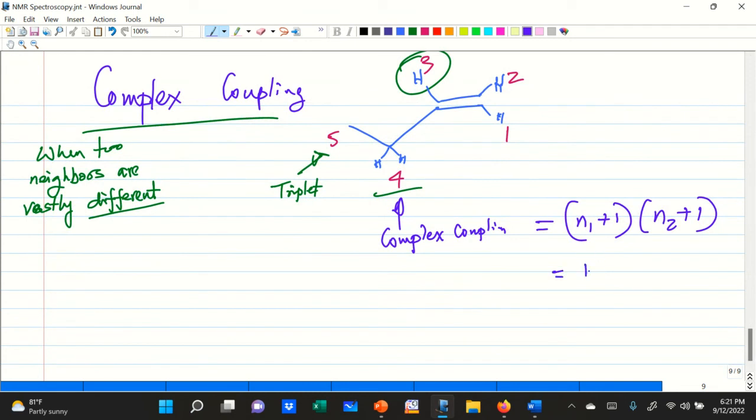In this particular example, it is going to be 1 plus 1, because vinylic hydrogen is 1, times the other neighbor, which is 3, CH3, plus 1. As you can see, the total becomes 8. So you are going to see an octet.